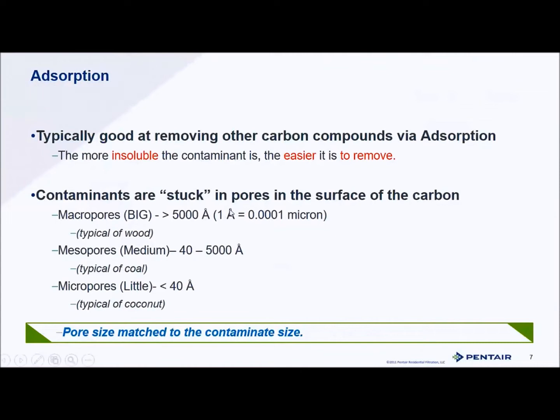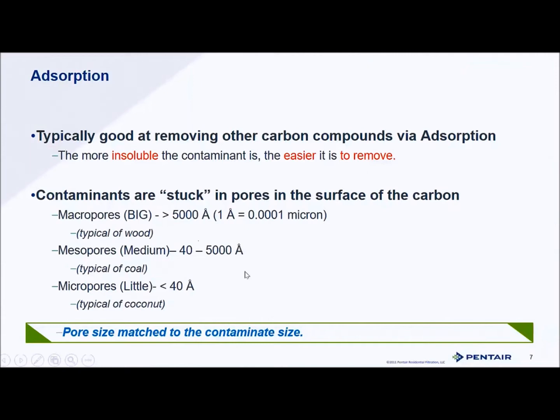And you can see contaminants are stuck in pore sizes based on the contaminant size. Big pores are typically made of wood. These are macroporous carbons, large openings for large organics, fats, oils, and greases. Mesopores are medium. This is typical in coal, because of the compressive force of their formation. And micropores are typical of coconut, and that's just due to the cellular nature of that particular cellulose fiber as it's grown. So we match the pore size to contaminant size. We give you a blend of these for a general catch-all sort of material.